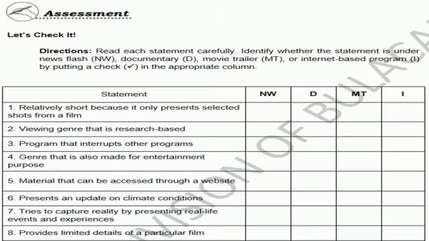So again, we have an activity for assessment. So direction, read each statement carefully. Identify whether the statement is under news flash, NW, documentary, D, movie trailer, MT, or internet-based program, I, by putting a check in the appropriate column. But since you are not allowed to answer on your module, just write NW, D, MT, and I as your answers.